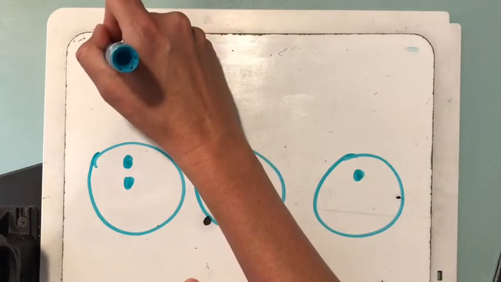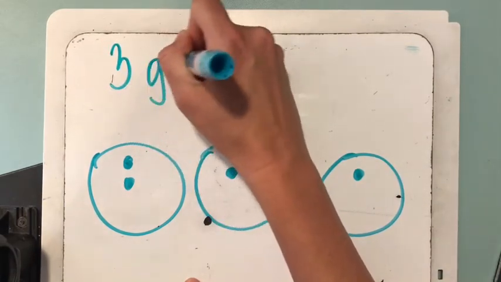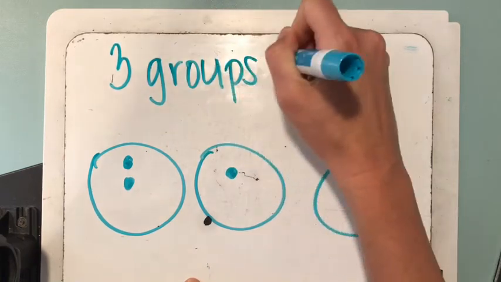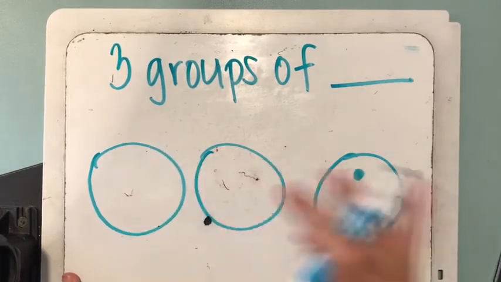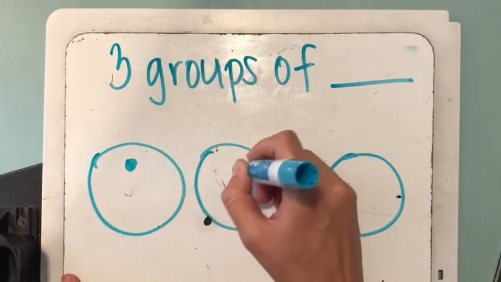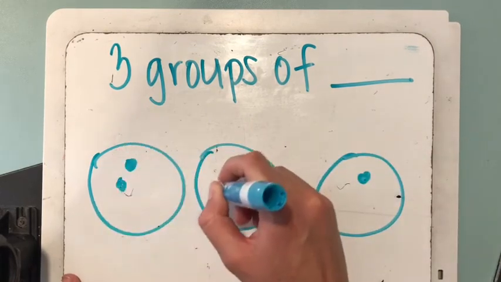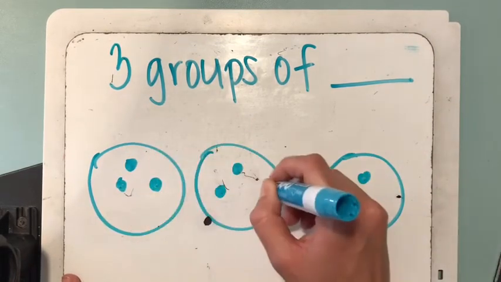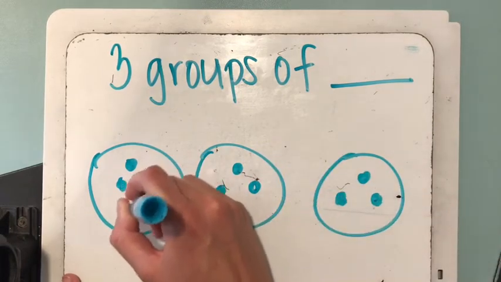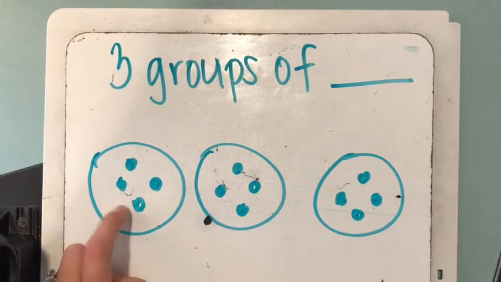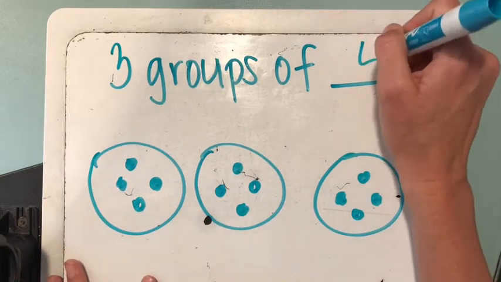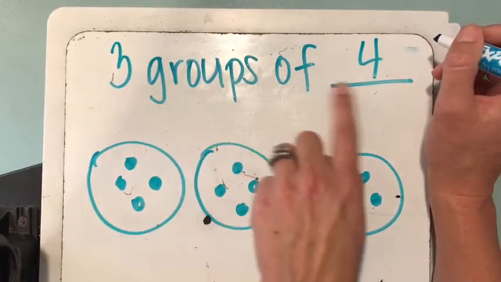So we have 3 groups of what? What did you guys get? How many dots did you get in each group? Well, let's see. I'm going to erase this. We got 1, 2, 3, 4, 5, 6, 7, 8, 9, 10, 11, 12. How many are in each group? 4. We have 4 in each group. So we have 3 groups of 4.